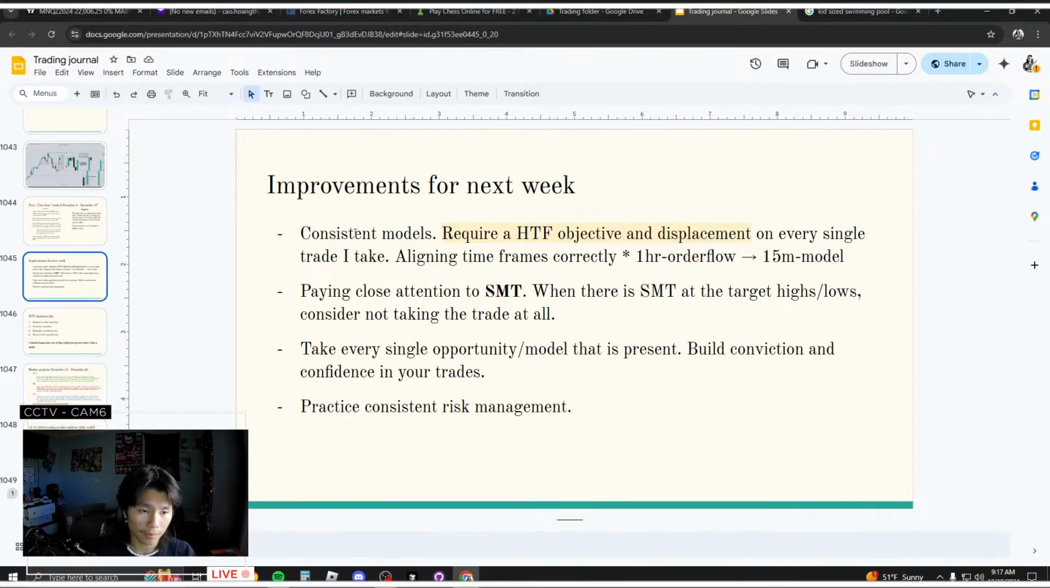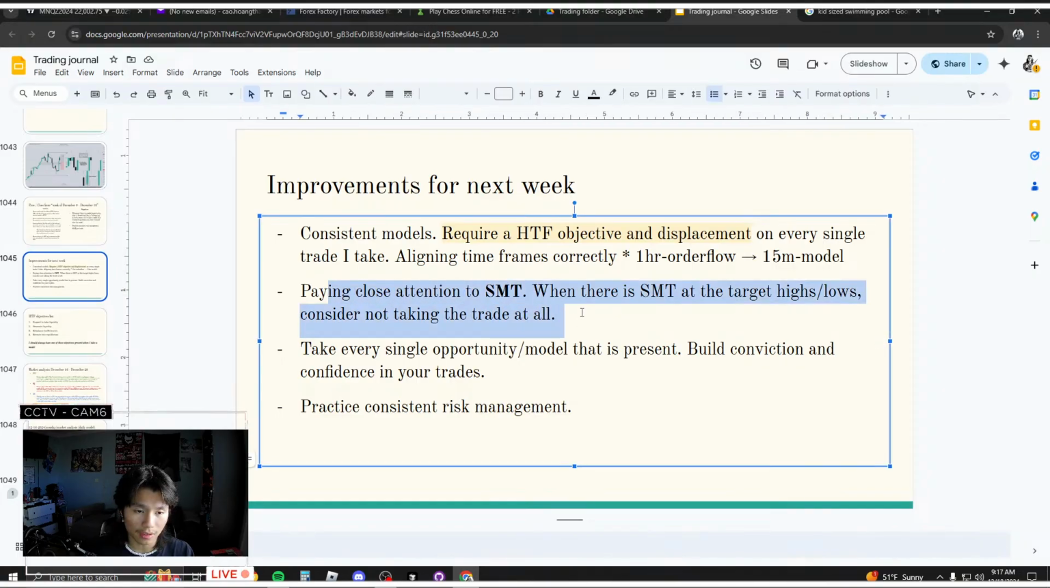And some of the improvements here are consistent models. So if I see a model, I'll take it. Requiring a higher time frame and displacement on every single trade that I take. And aligning time frames correctly. Like I said before, you're not going to go from weekly bias onto a 1 minute model. There's no correlation there. You could, however, go from the 15-minute model to a 1 minute fair value gap and have an hourly higher time frame objective.